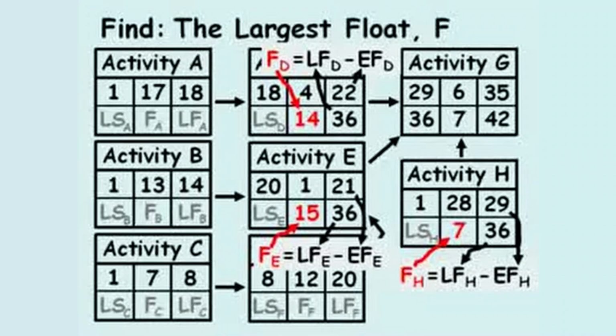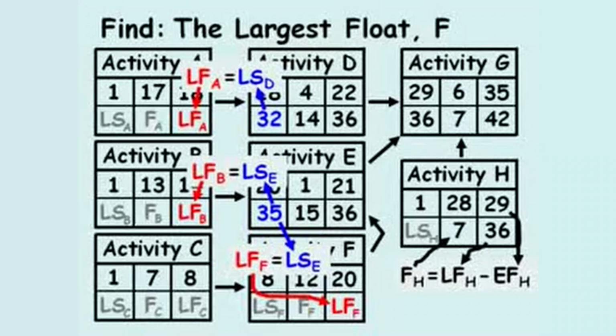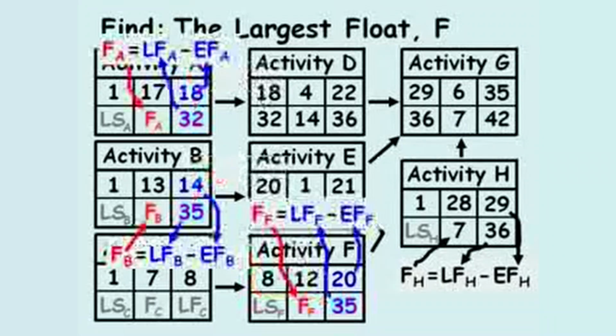The latest start of activities D and E are computed by subtracting the duration from the late finish, and equal 32 and 35, respectively. This means the late finish of activities A, B, and F equal 32, 35, and 35, respectively. This makes the total float of these 3 activities equal to 14, 21, and 15, respectively.